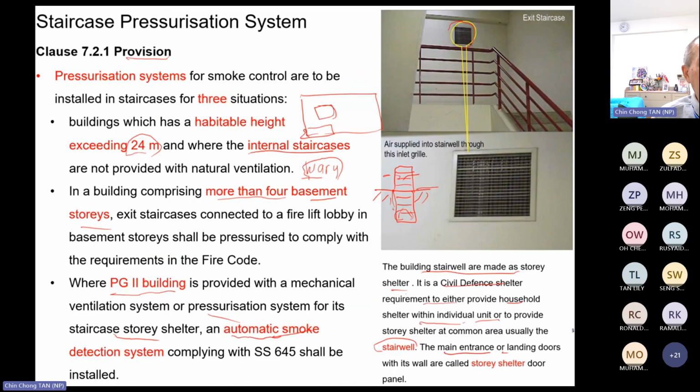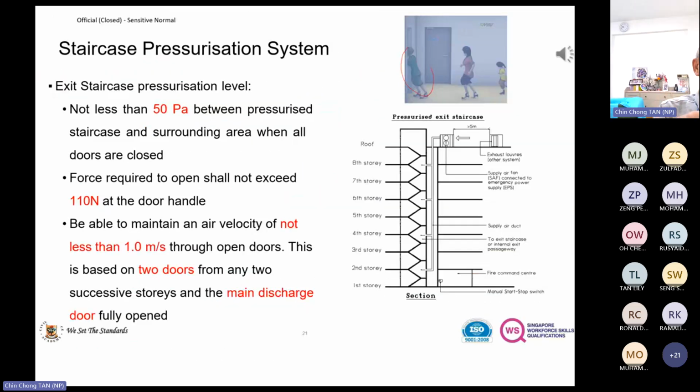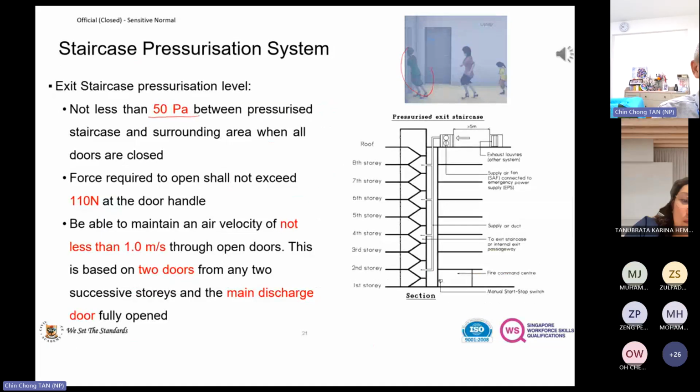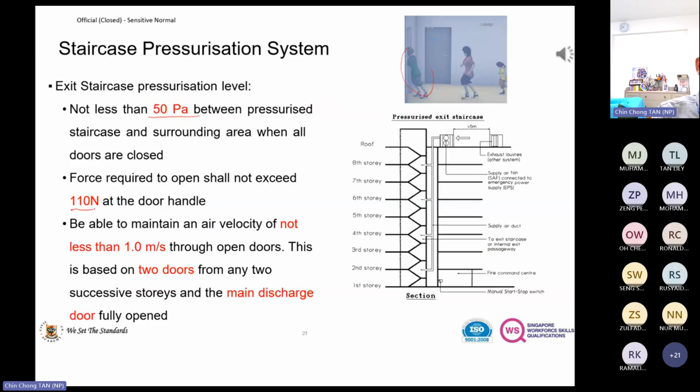So let's go back to the text. There must be a 50 Pascal pressure difference to prevent smoke from coming in. Then the force is 110. All these figures, like I say, you must remember. And then the velocity also must remember: 1 meter per second through 2 doors on successive stories, and the main discharge door. All right.